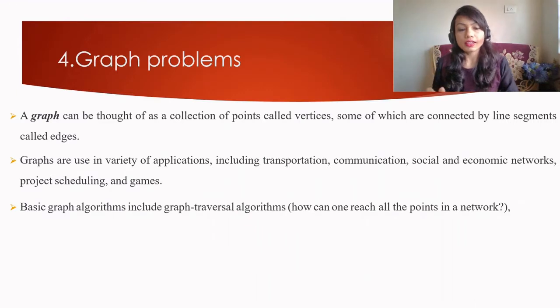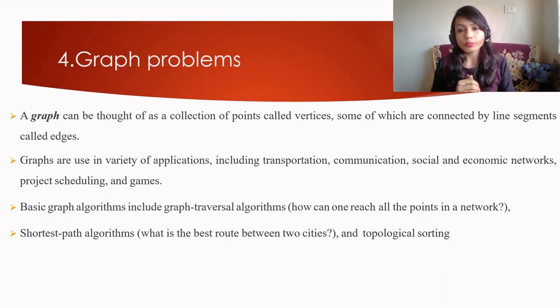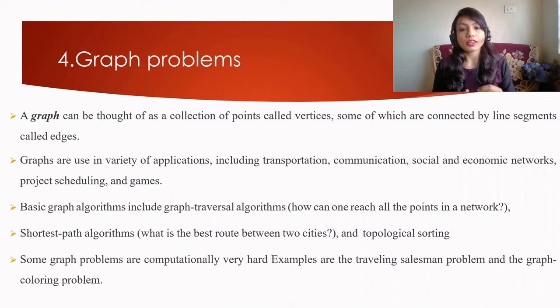The next thing is the shortest path problem. So what is the shortest path? Given two cities, we have to find the shortest route between these two cities. One more basic graph algorithm is topological sorting. Also, some graph problems are very difficult to solve, some can be solved only approximately, and some cannot be solved at all. Some of the problems which can be solved approximately are the traveling salesman problem and the graph coloring problem.